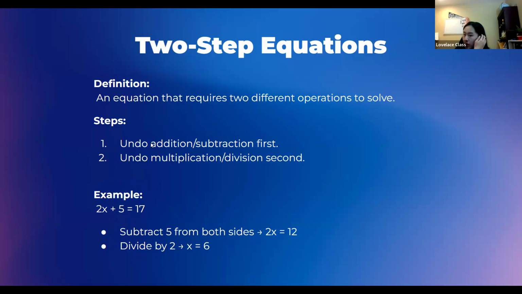This is similar to the previous slide, but the first step, if there are no parentheses, which we're not going to be working with, is that you want to get rid of the addition and subtraction, and then you can get rid of the multiplication and division after all the numbers that have been added or subtracted have been gotten rid of. So does anyone have any questions, or do they not understand the example?